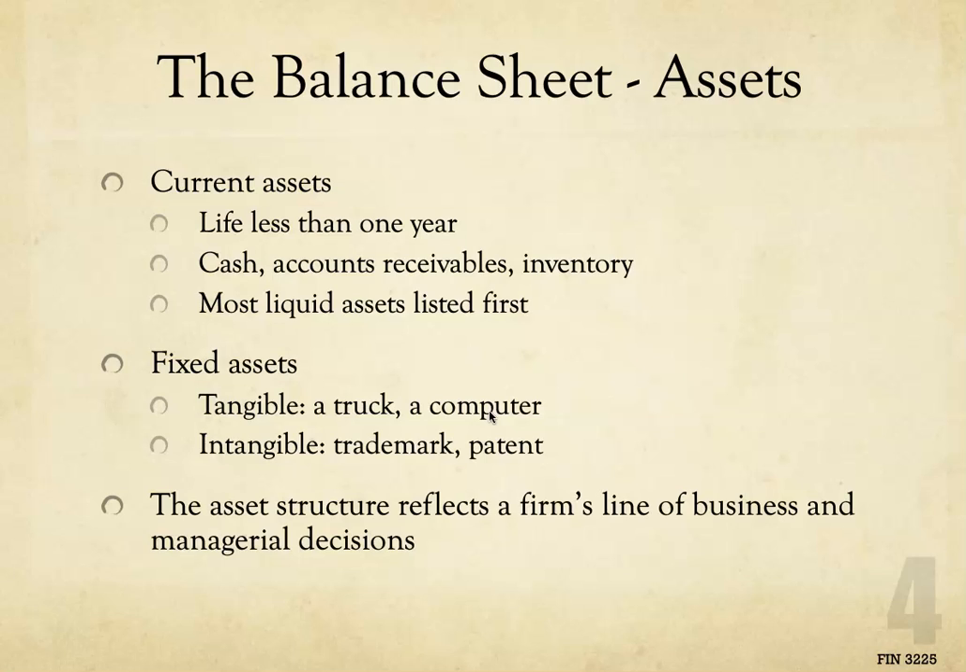Usually the asset structure reflects a firm's line of business and managerial decisions. Depending on what the company does, the line of business, we see different combinations of the assets. Also, how much current and how much fixed assets to carry is a managerial decision. So it depends on the management. They make such decisions on what assets to carry.